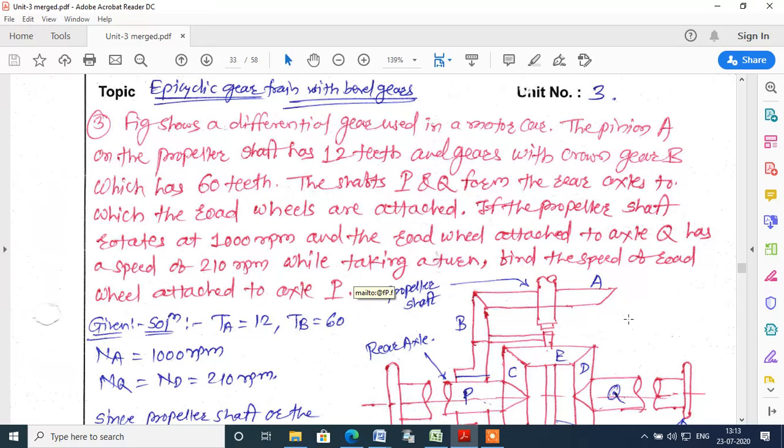Okay. So the figure shows a differential gear used in a motor car. The pinion A on the propeller shaft has 12 teeth and gears with crown gear B, which has 60 teeth. The shafts P and Q form the rear axle to which the road wheels are attached. If the propeller shaft rotates at 1000 rpm and the road wheel attached to axle Q at a speed of 210 rpm while taking a turn, find the speed of the road wheel attached to axle P.